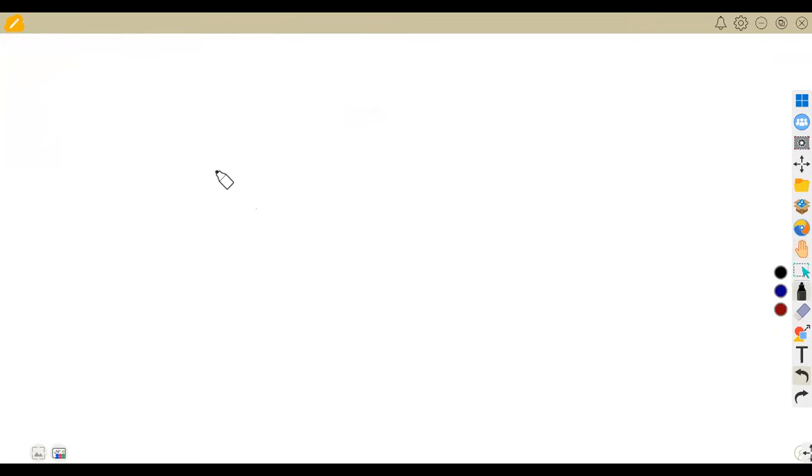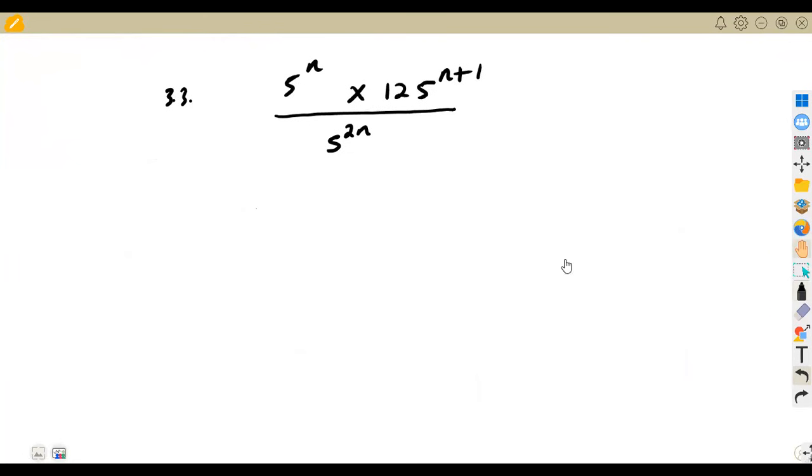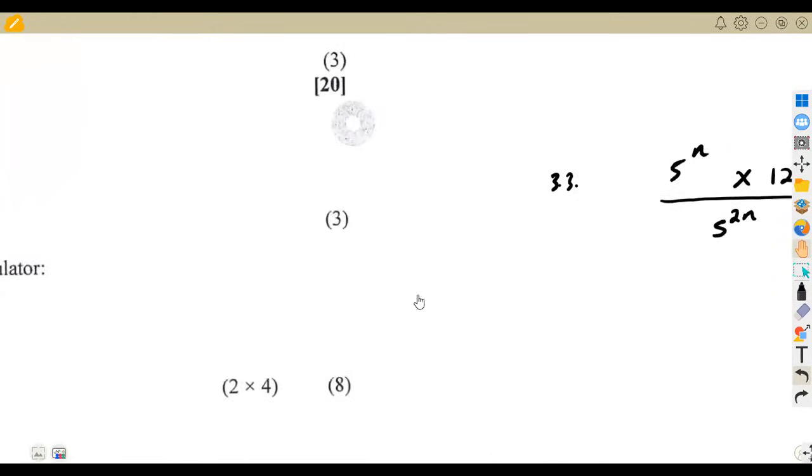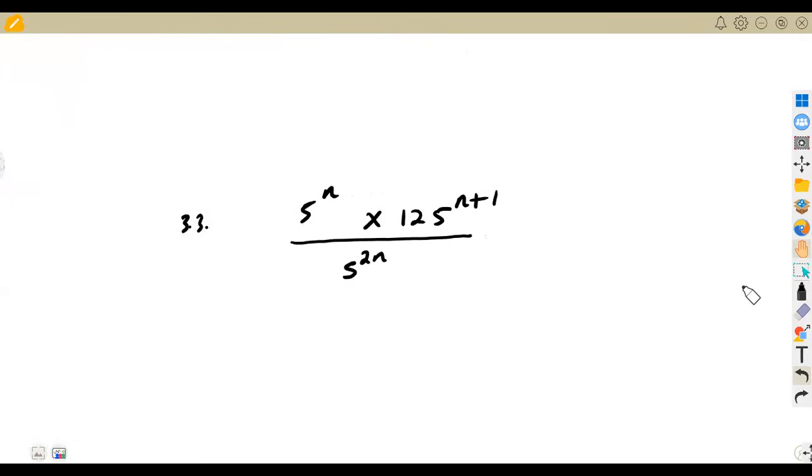This was given as 3.3. So this is 3.3, whereby we're given 5 to the exponent of n times 125 to the exponent of n plus 1, everything over 25 to the exponent of 2n. 25, not 5, but 25 to the exponent of 2n, like this.